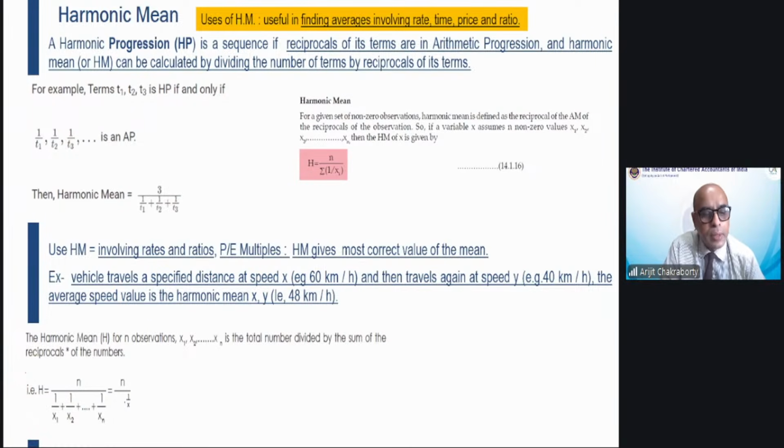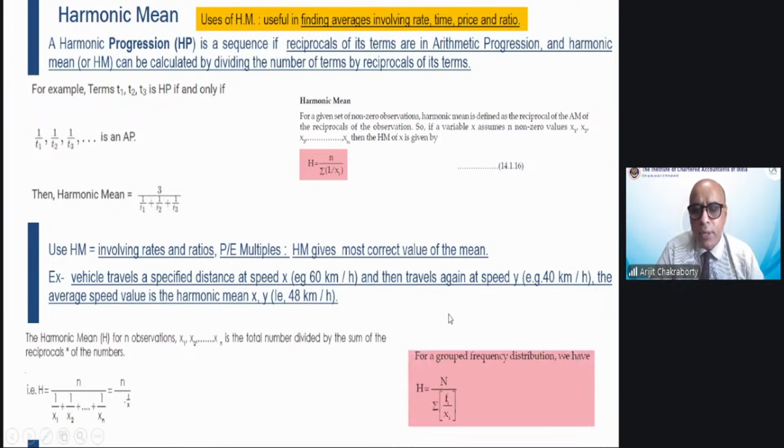Finally, we see that the harmonic mean for n observations, as you saw, is therefore, say 5 observations x1, x2, x3, x4, x5. So 5 observations. In the numerator, we will put 5, divided by the sum of the reciprocals. That means x1 now becomes 1 by x1 plus 1 by x2 plus 1 by x3 plus 1 by x4 plus 1 by x5. That will come in the denominator. So this is the entire understanding of harmonic mean.